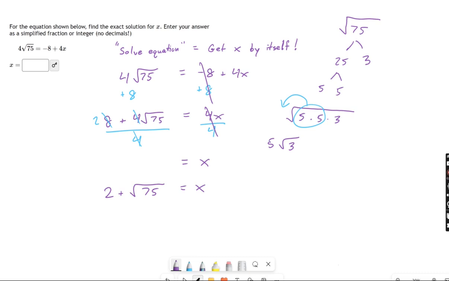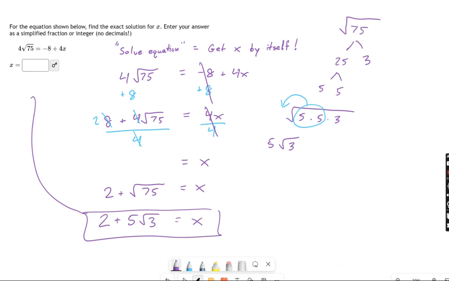So instead of saying 2 plus square root 75, what we should say is this: 2 plus 5 square root 3 equals x. Now that's our answer. And that's what's going to go up in this box right here.